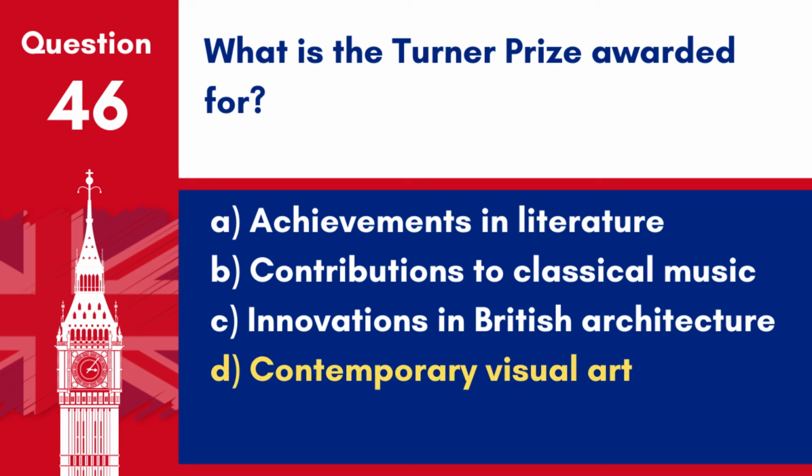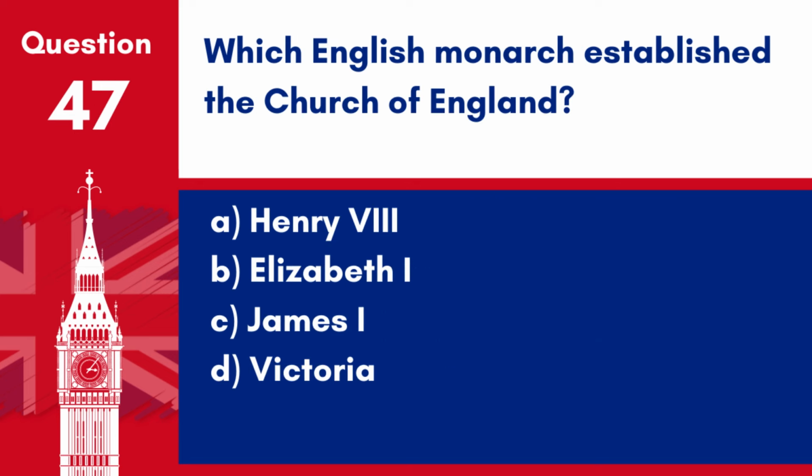Answer: D. Contemporary visual art. The Turner Prize is awarded annually to an artist born, living, or working in Britain for an outstanding exhibition or other presentation of their work in the last year. Question 47. Which English monarch established the Church of England? A. Henry VIII. B. Elizabeth I. C. James I. D. Victoria.